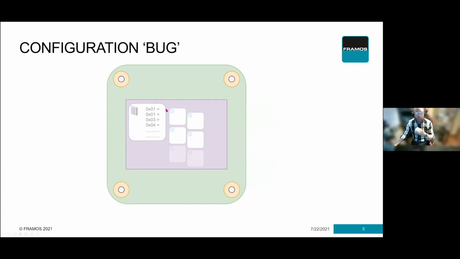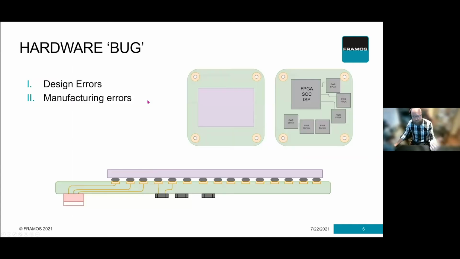The next one. Then we have hardware bugs. So these are basically extra hardware or missing hardware or hardware in the wrong place, for lack of a better expression.